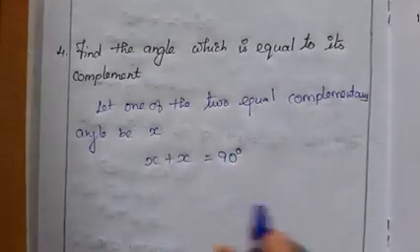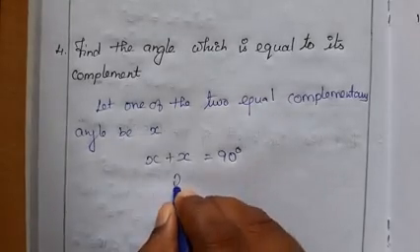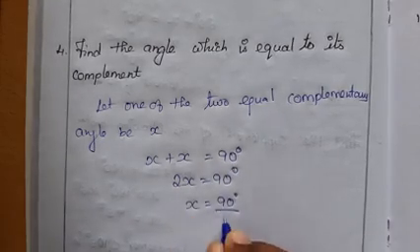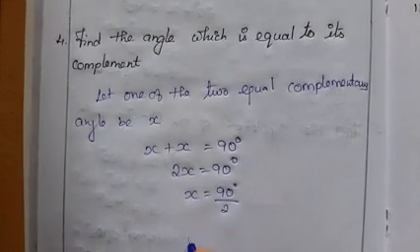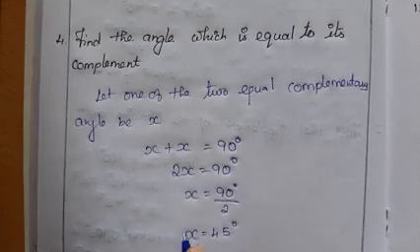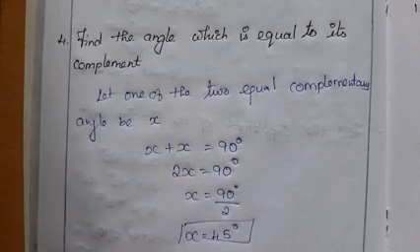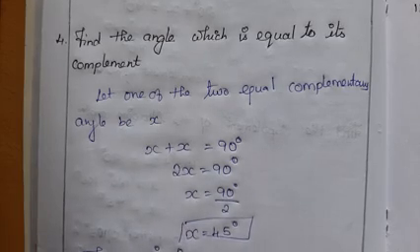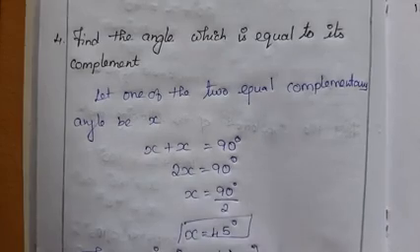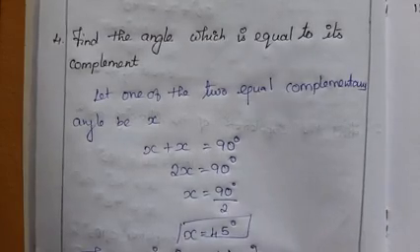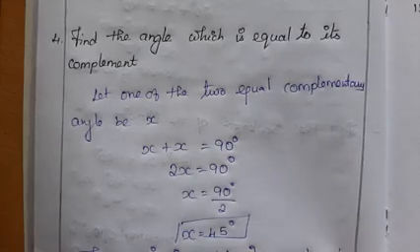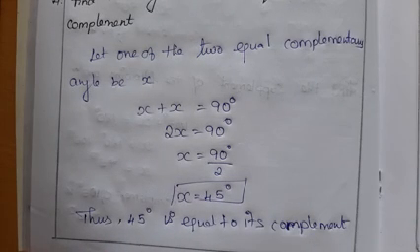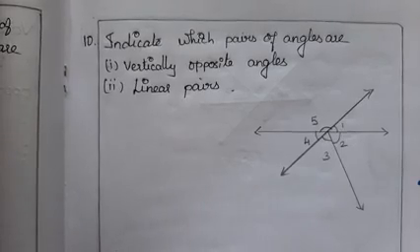Since both are equal, we can say x plus x is equal to 90 degrees. So x plus x we get 2x is equal to 90 degrees. So x is equal to 90 degrees divided by 2, since multiplication becomes division. So x is equal to 45 degrees. Therefore, 45 degrees is equal to its complement. Clear? So 45 is equal to its complement. Both are equal complements. So here we go for the next problem.